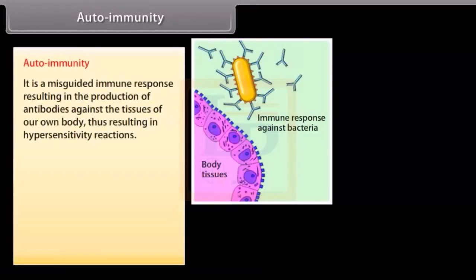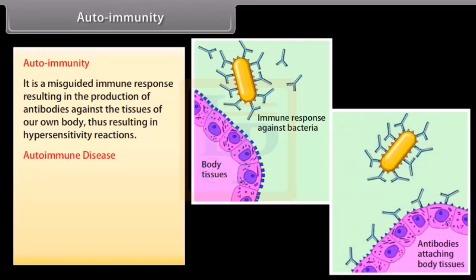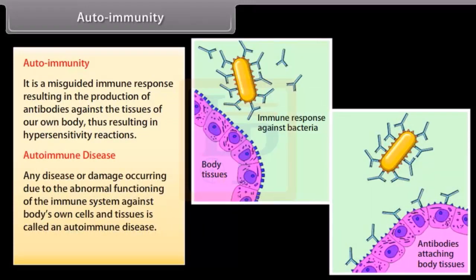Autoimmunity. It is a misguided immune response resulting in the production of antibodies against the tissues of our own body, thus resulting in hypersensitivity reactions. Autoimmune disease. Any disease or damage occurring due to the abnormal functioning of the immune system against body's own cells and tissues is called an autoimmune disease. For example, rheumatoid arthritis.